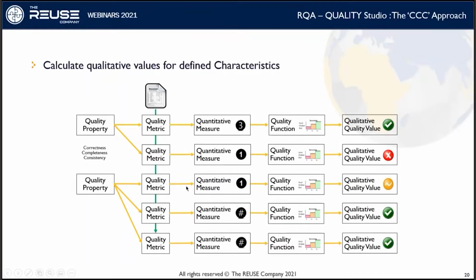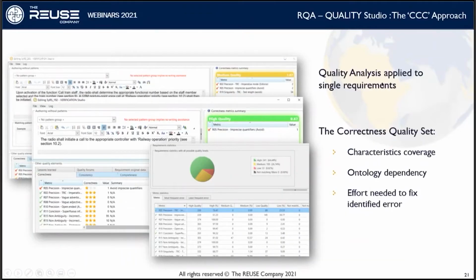So here you have some examples, some screenshots of the RQA Quality Studio, how it is presented. You see the correctness, real-time quality assessment on the right side, and you see your requirement. You can also display in the tool some summary about the main metrics involved and the results, and you can see the coverage of the characteristics this way.